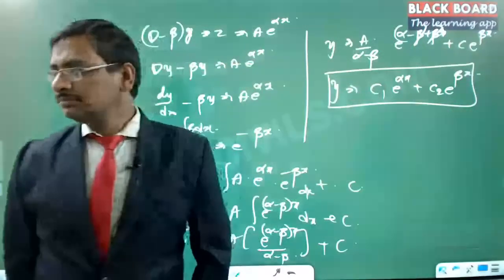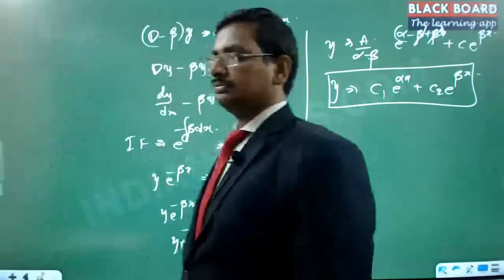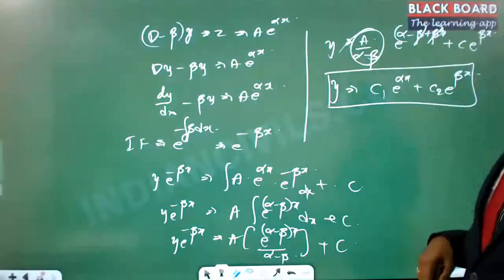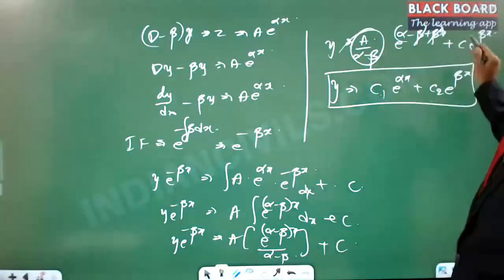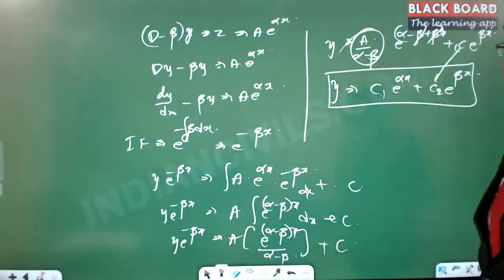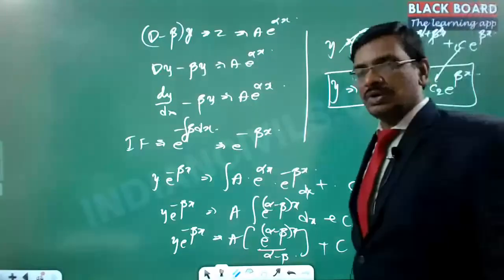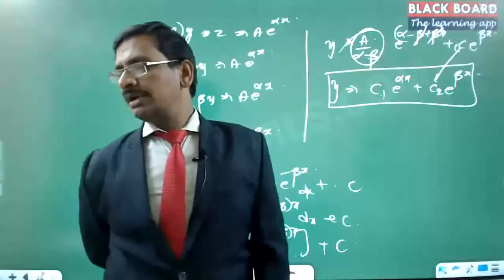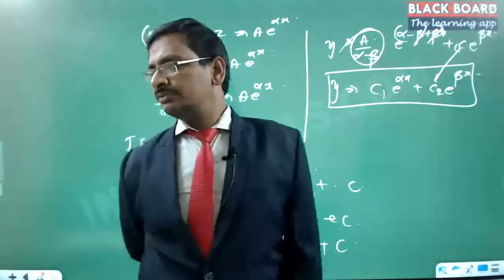Got it? Understood? Right? So this entire thing, I assume as an arbitrary constant, which is equal to c1, and this c I replace with another arbitrary constant c2. So anyway, c1, c2 are arbitrary, you can simply replace them with any arbitrary constants. Clear? Understood or not?